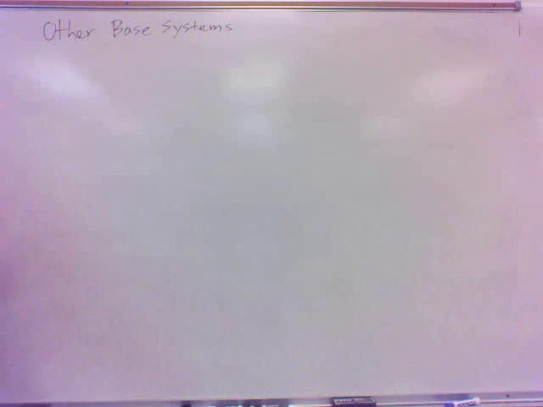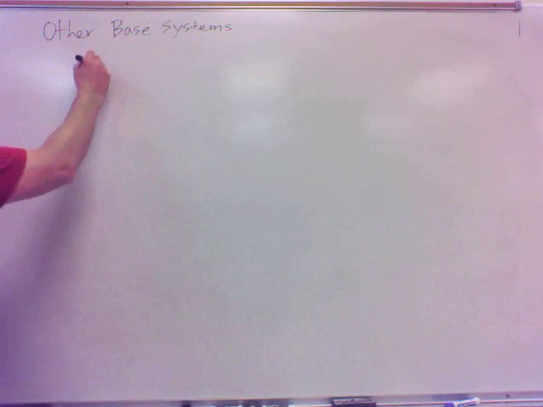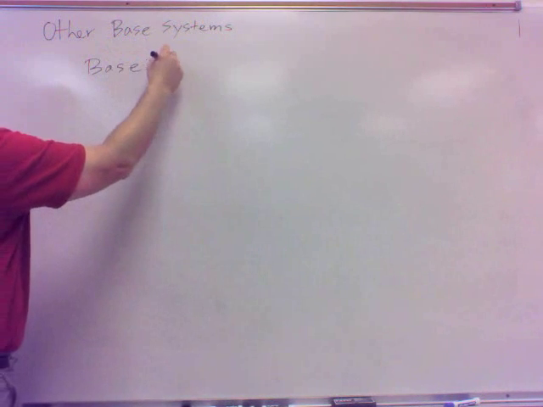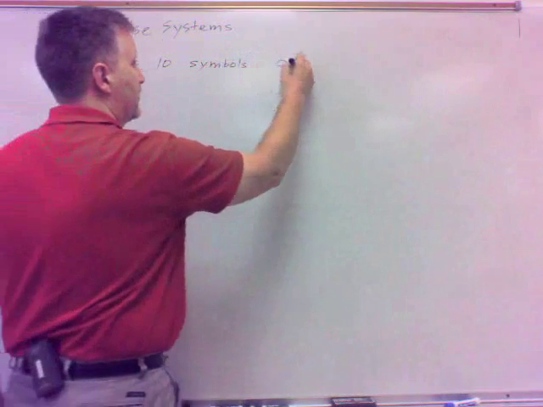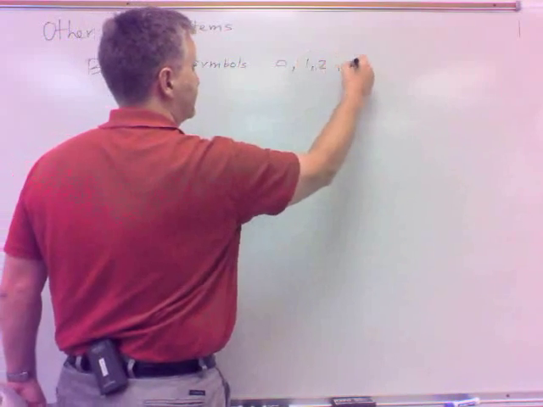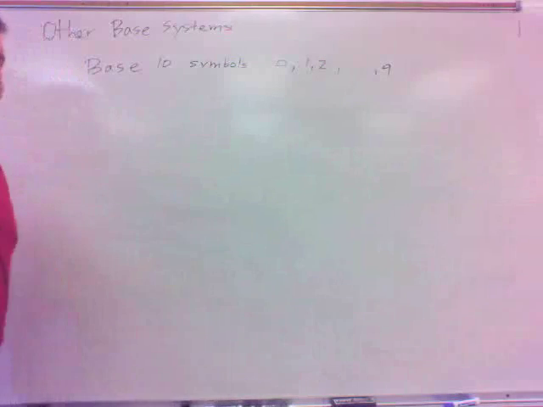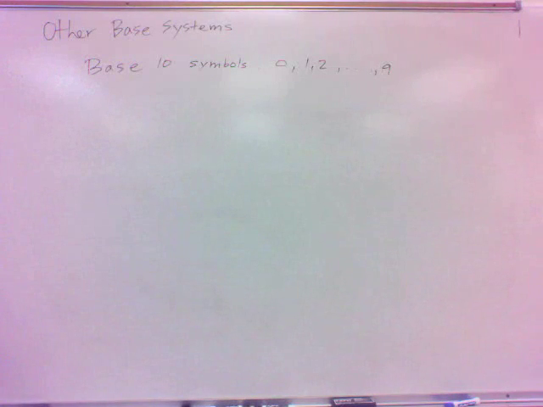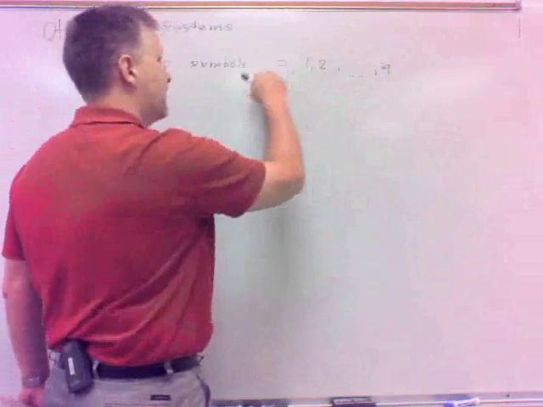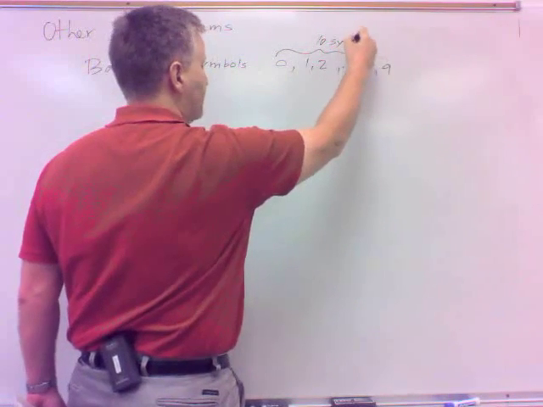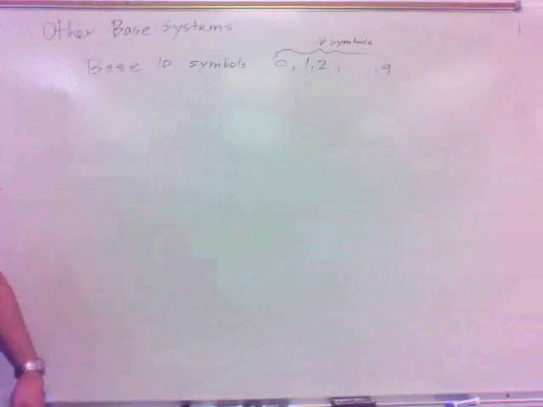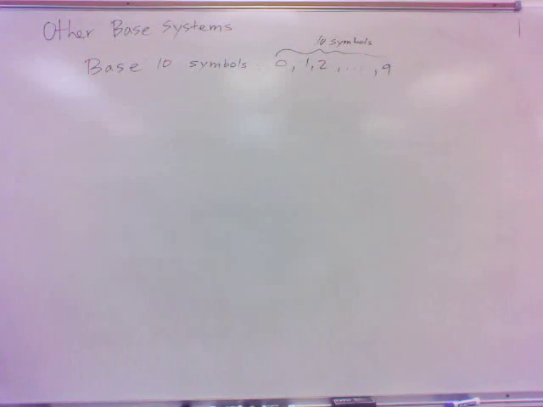One thing to point out, though, that in base 10, the symbols, again, we've already said 1 through 9, 0 through 9. And it should be noted here, how many symbols is that? How many symbols does base 10 have? It has 10 symbols, doesn't it? If you count 1 through 9, and then you got the extra one, 0 at the front here, that's 10 symbols.